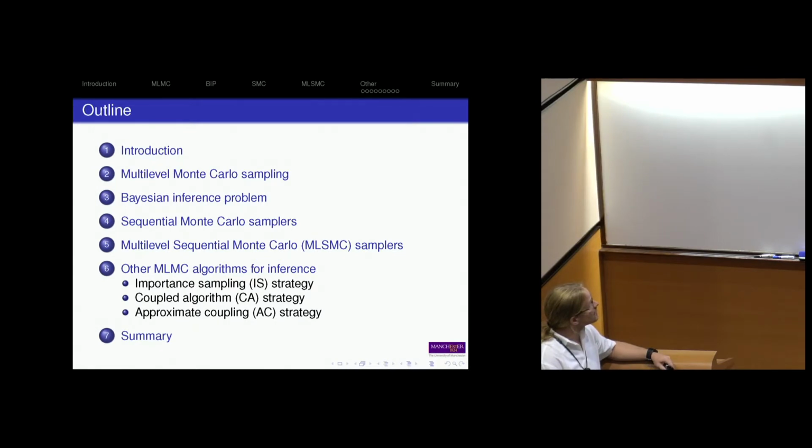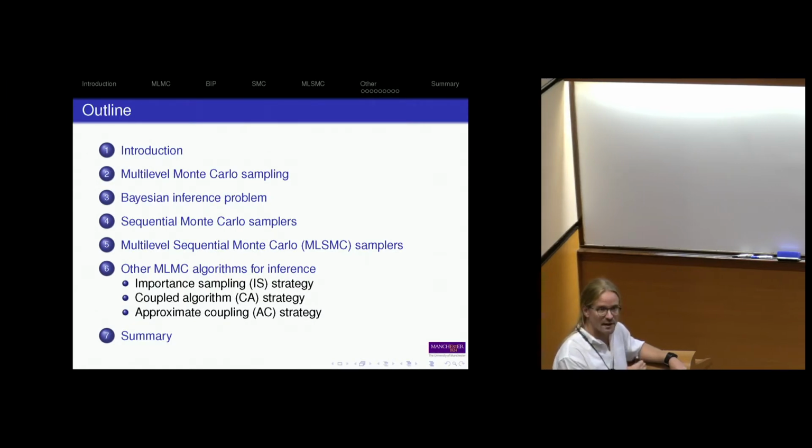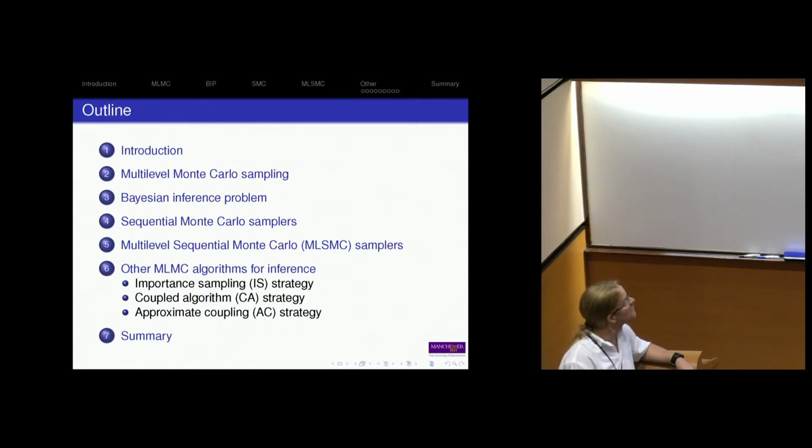So all of the various methods that have been introduced can fall into one of these three categories of either an importance sampling strategy, a coupled algorithm strategy, or an approximate coupling strategy. MLSMC samplers, that's what we're calling an importance sampling strategy.